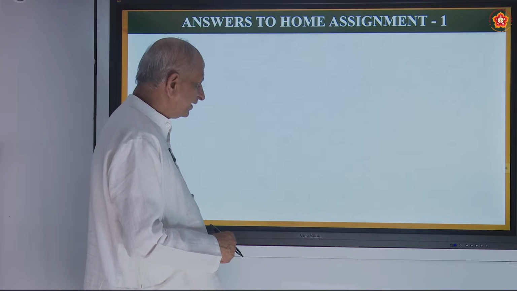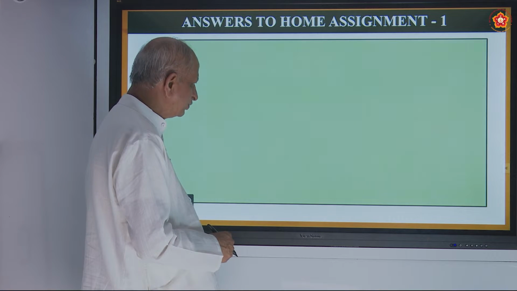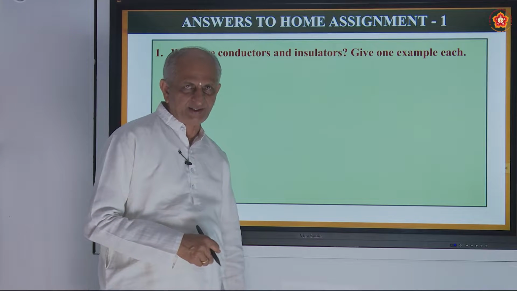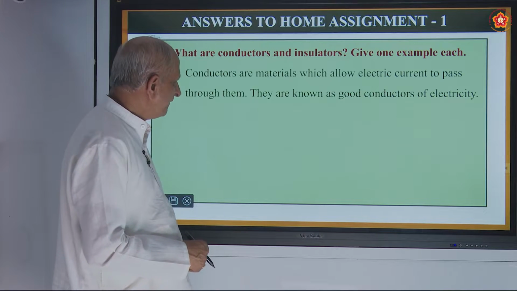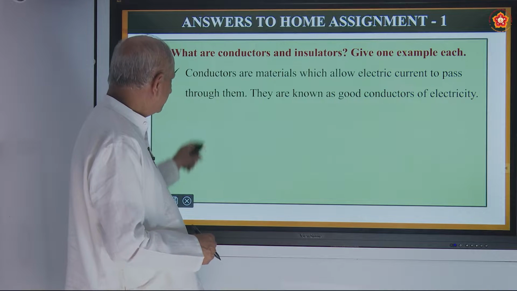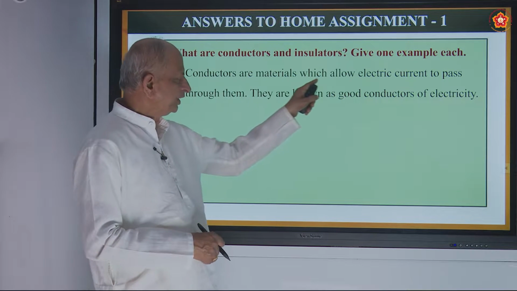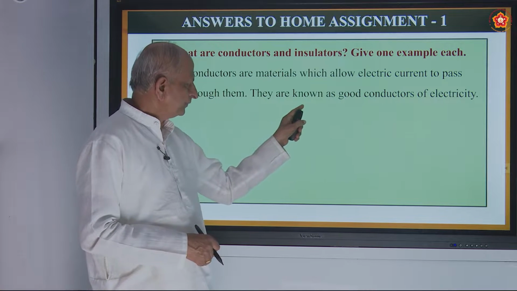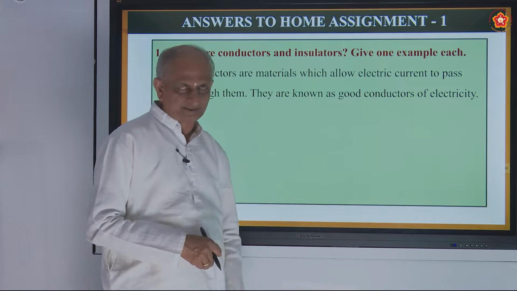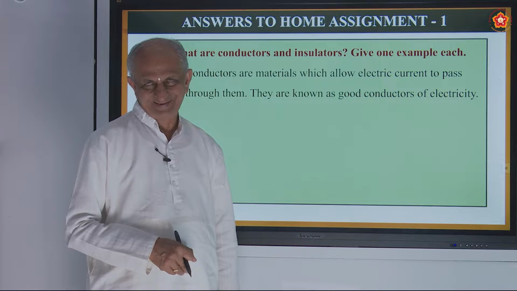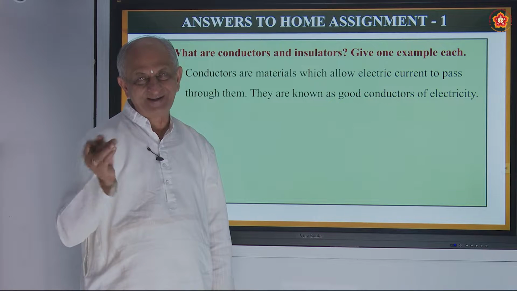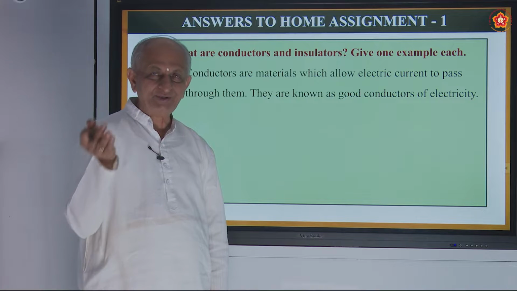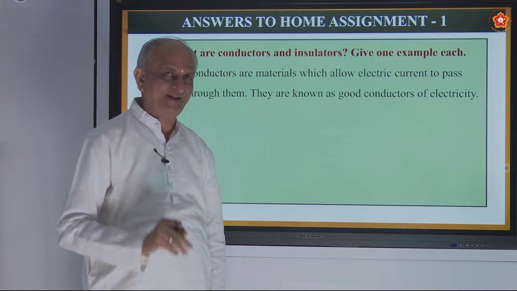Okay, now let us come to the home assignments. First question, what are conductors and insulators? Give one example each. Conductors are materials which allow electric current to pass through them. They are known as good conductors. And there are some which are bad conductors also. And there are some which are in between. They are called semiconductors.